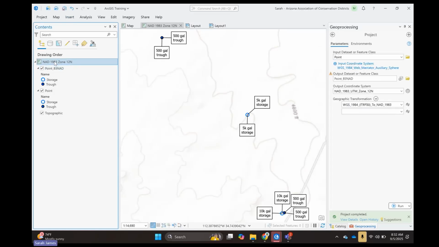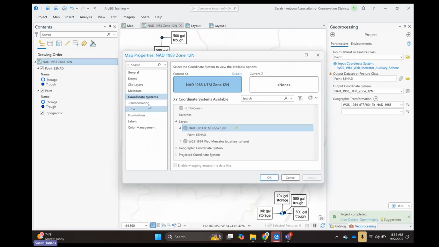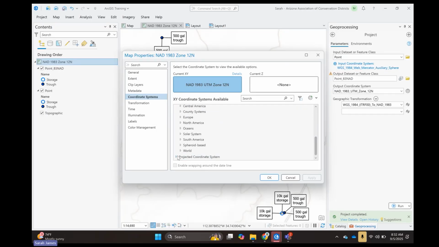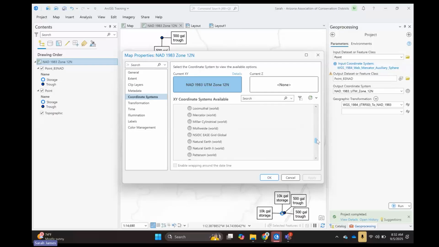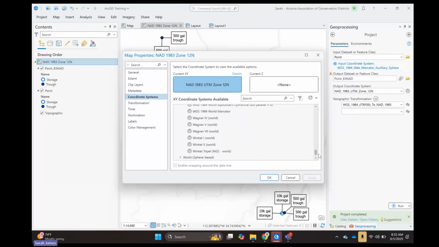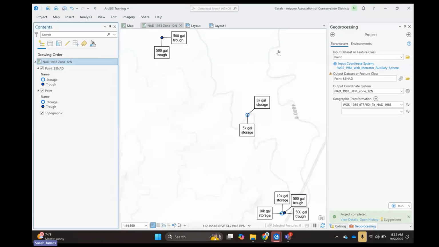I do want to show you, go to properties here. There's a lot of geographic coordinate systems and projected coordinate systems within ArcGIS. So paying attention to which one you're using can be really important. I just want to show you some of them. I'm trying to get it to open all the way up. Even in World, there's a lot of options. That's just one of the many drop downs. So it can go between quite a bit if you do get thrown a weird coordinate system.